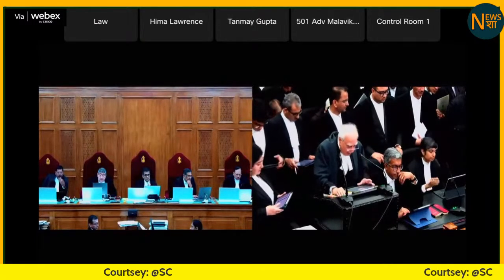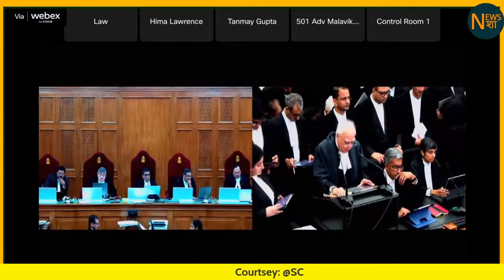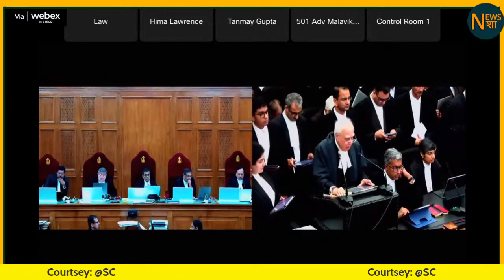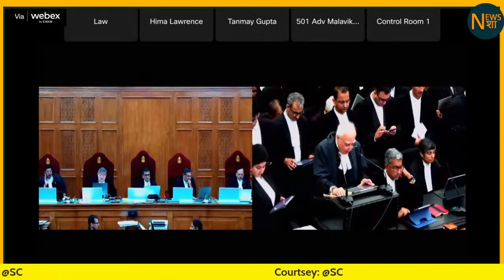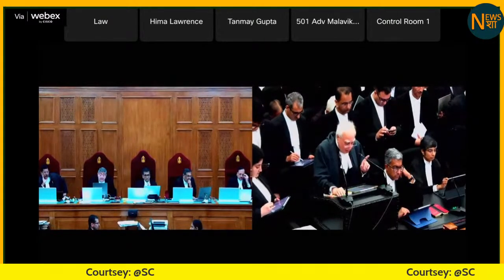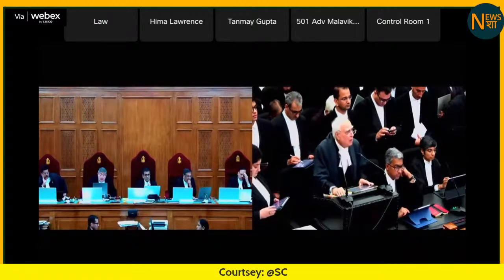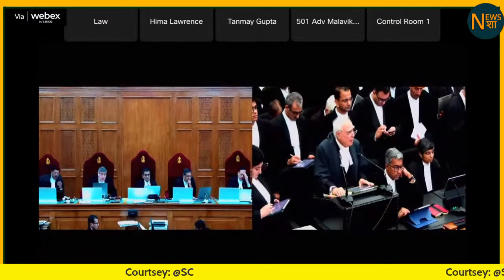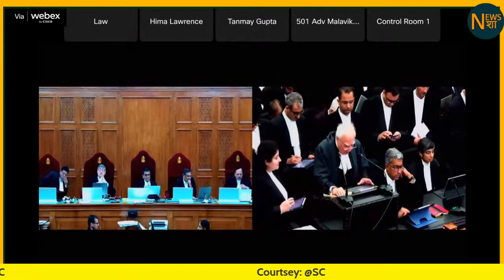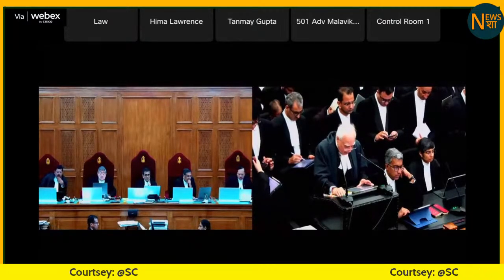Now kindly see the definition clause. In this Constitution, unless the context otherwise requires, the Constitution of India means the Constitution of India as applicable in relation to the state. Right? Then kindly come to Article 3, My Lords, the state.